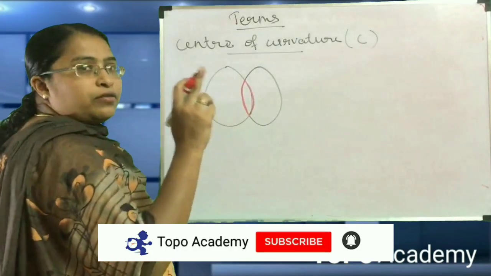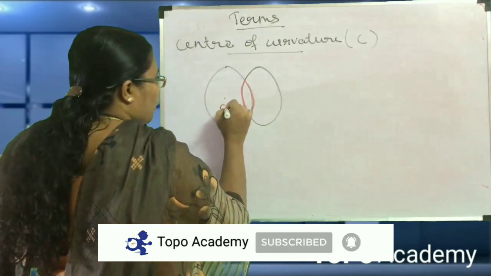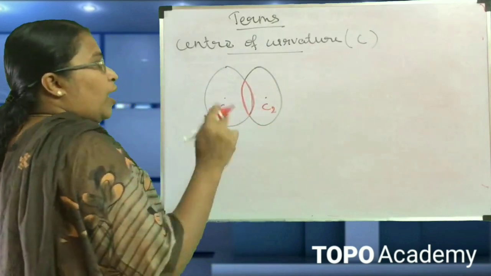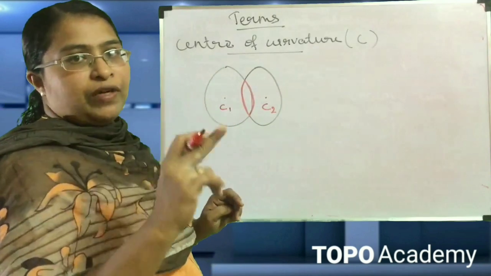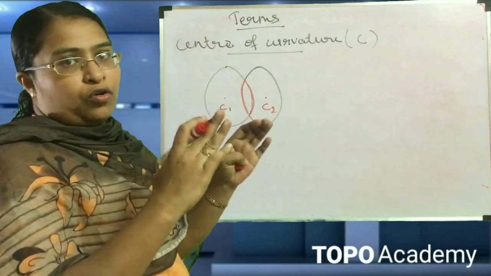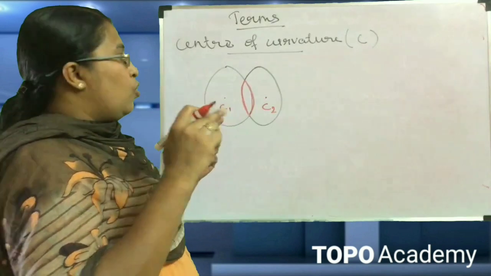Each circle has a center of curvature. This is the center of curvature of this circle and this is the center of curvature of this circle. So a lens has two centers of curvature, C1 and C2, because two circles are joined together to form a convex lens.